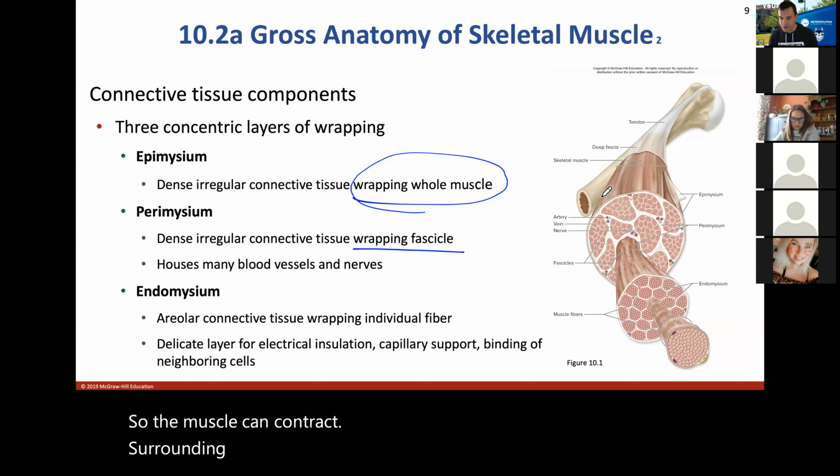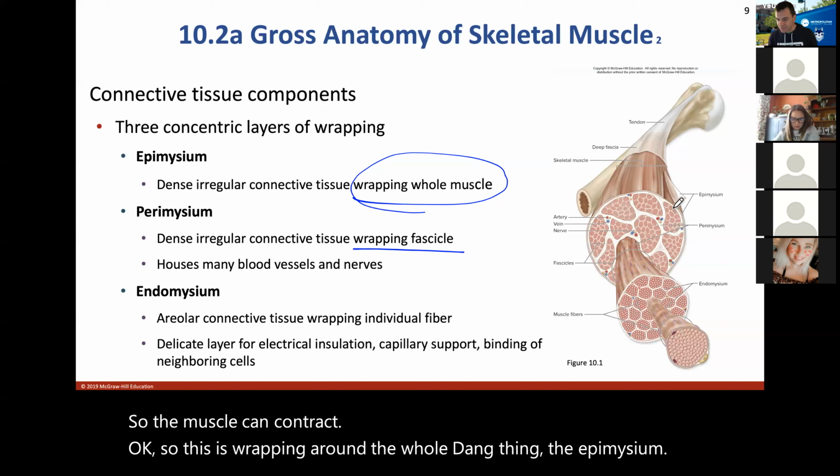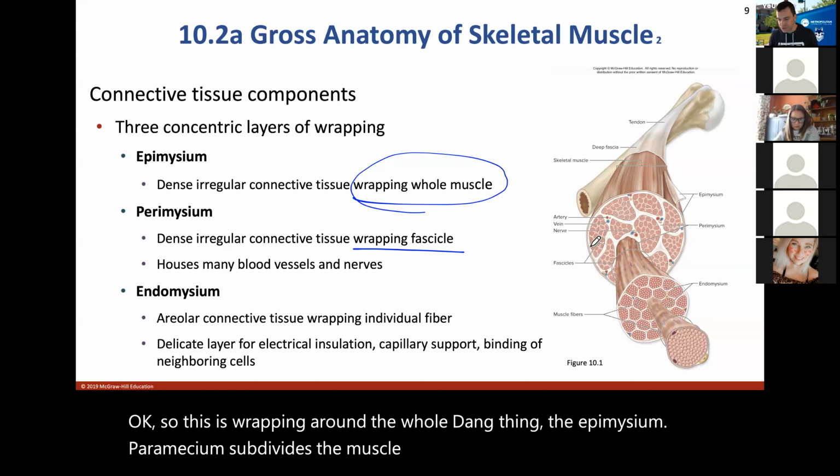Okay, so this is wrapping around the whole thing, the epimysium. Perimysium subdivides the muscle belly into bundles called fascicles. What are they bundles of? Muscle fibers.